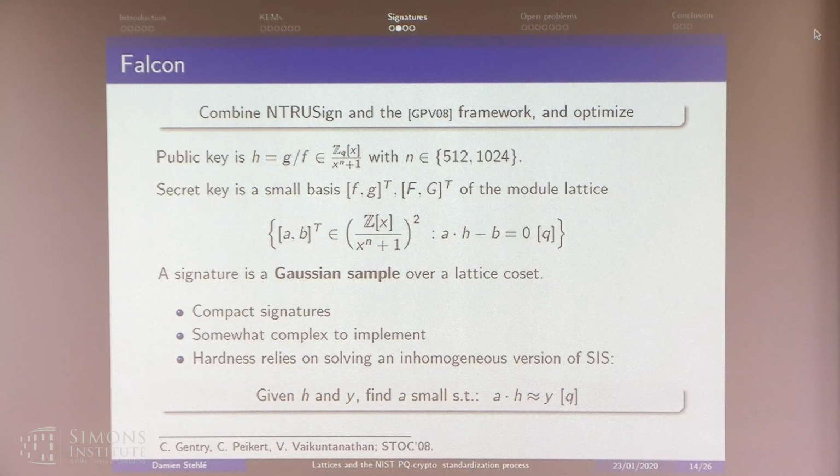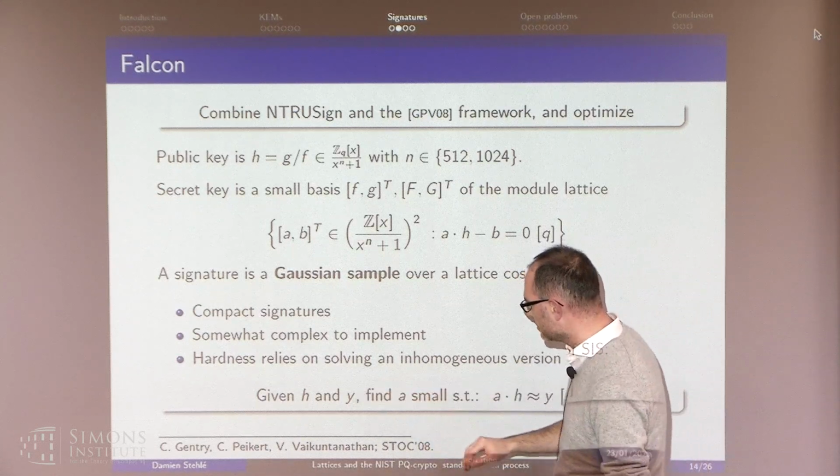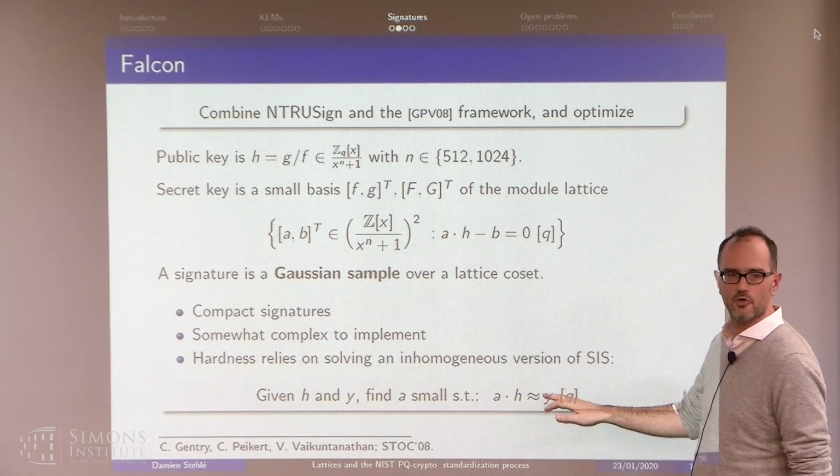You use towers of subfields to generate your key and also to generate the signatures. It's beautiful, I love it. You can spend time looking at Falcon, and there are plenty of good ideas in it, so it's really interesting to read. The hardness relies on solving an inhomogeneous version of this. Basically, given h, the public key, and some target y, you want to find a small a such that a times h is almost y.